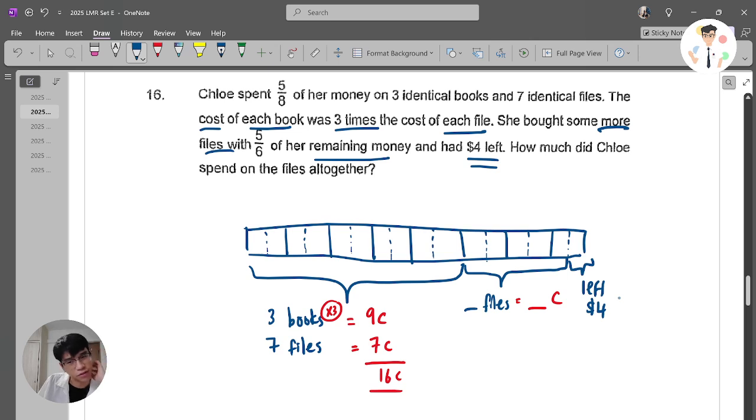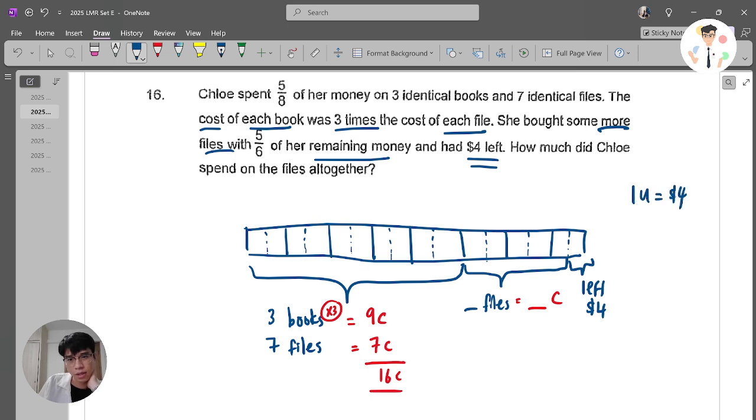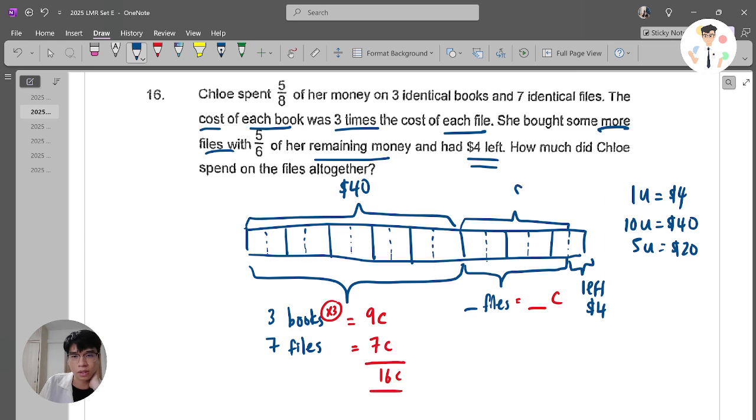Then something interesting you found out, right? If 1 unit is $4, then can you tell me here how many dollar? 1, 2, 3, 4, 5, 6, 7, 8, 9, 10. 10, right? So 10 units is what? $40. So here is $40. And here 1, 2, 3, 4, 5. 5 units means what? $20. So $20.